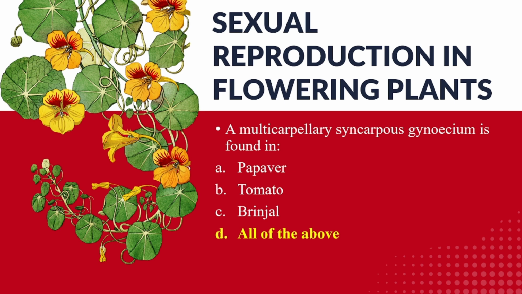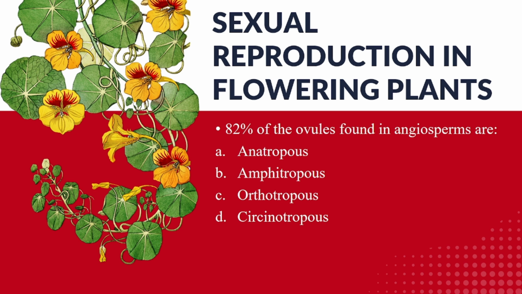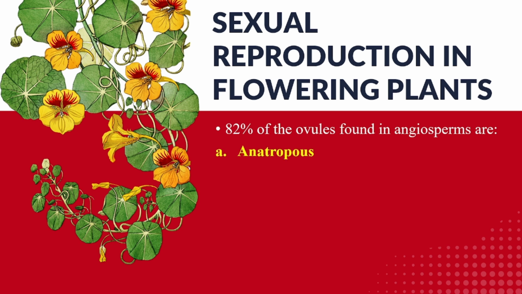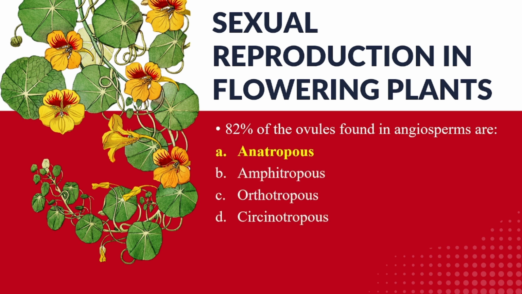Okay. Coming to the third question, that is, 82% of the ovules found in angiosperms are option A, anatropous, option B, amphitropous, option C, orthotropous, and option D, circinotropous. It's very obvious that the answer is known to you because it's given in your textbook directly. Majority of the ovules that we can find in angiosperms are anatropous. We also have a diagram of an anatropous ovule in our textbook, right? I hope you remember the diagram. So the answer will be anatropous ovule.